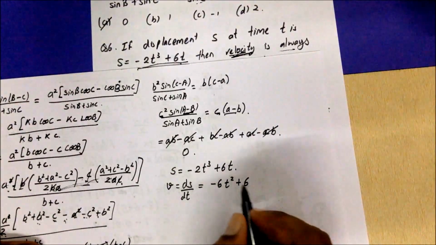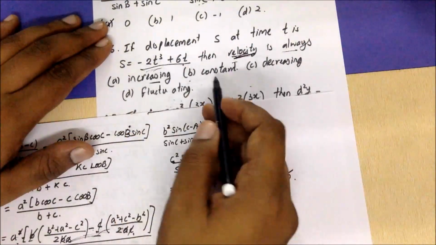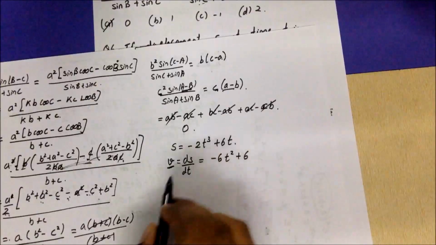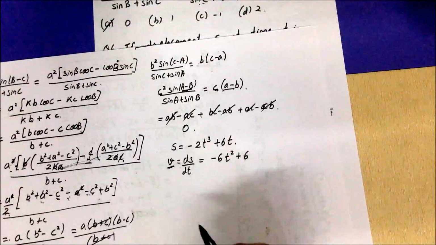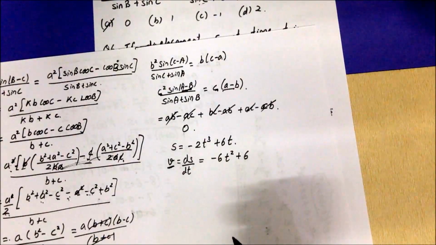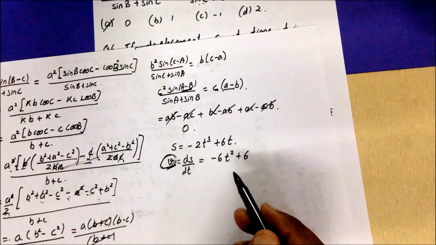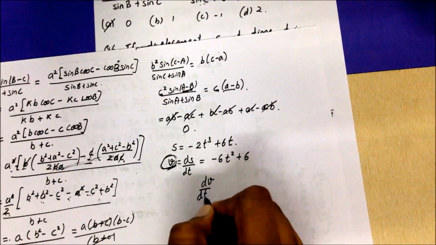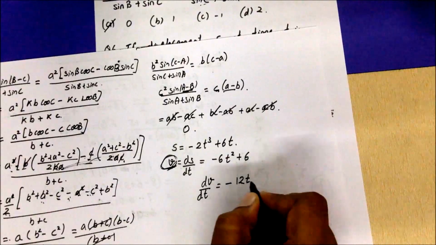Now you need your velocity. Whether it is going to be an increasing function, a constant function, or a decreasing or a fluctuating one. You have got your velocity. You need to know whether the velocity is going to be a decreasing, increasing, or a constant function. You need to check what its derivative is going to be. So you need to find your dv by dt. Your dv by dt is going to be minus 12t.